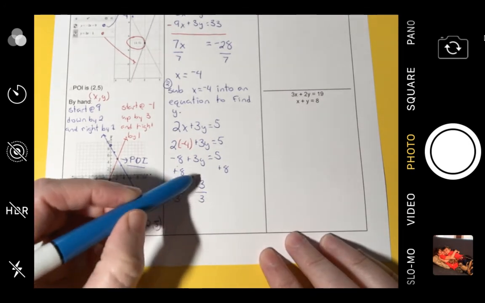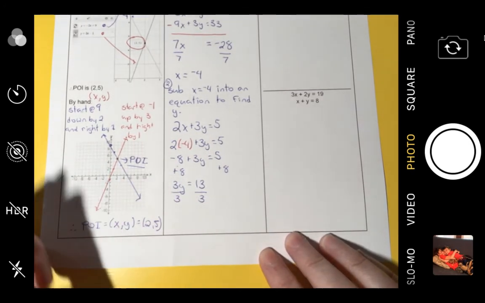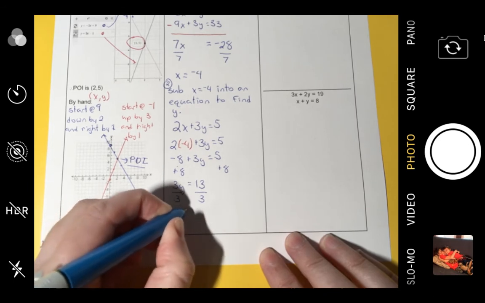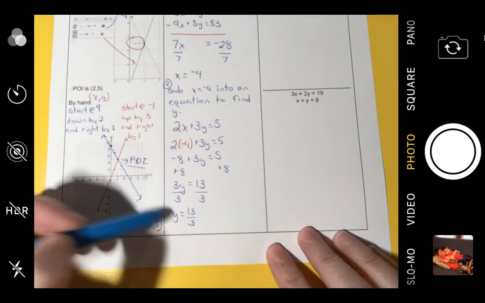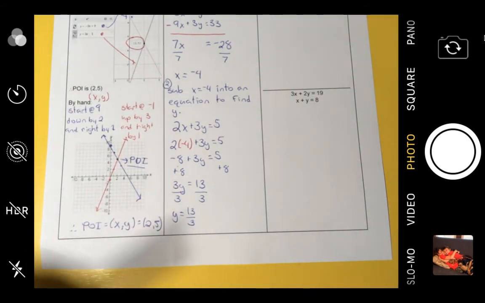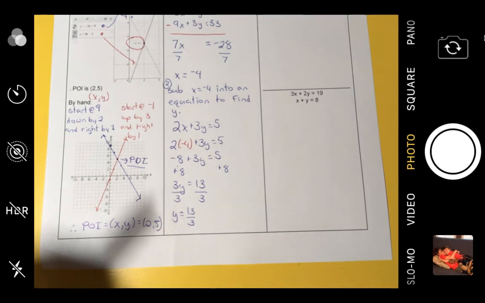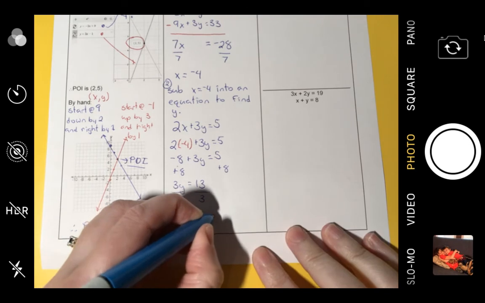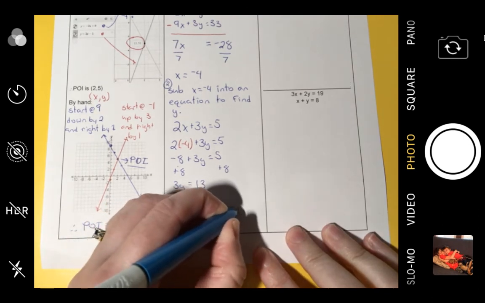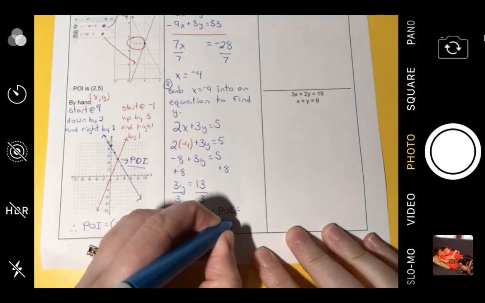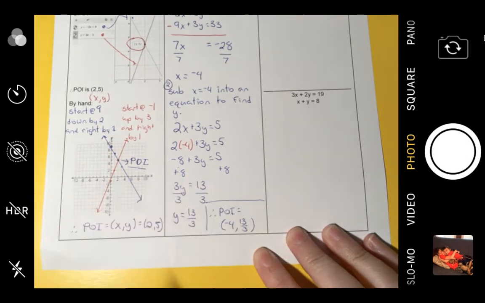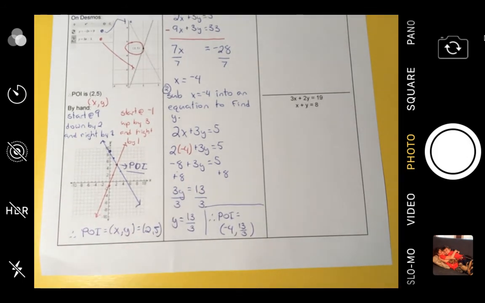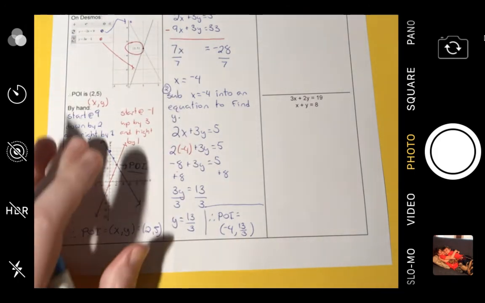Because this isn't an exact number, you can just leave it like this, or you can calculate it as a decimal. I'm just going to leave it as 13 over 3. So now we have our x and we have our y. So therefore, our point of intersection is equal to our x value and our y value. Okay, so you can always throw those into Desmos to double check that is the solution.